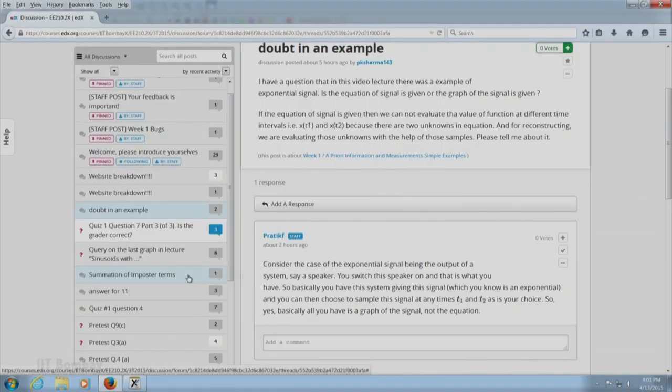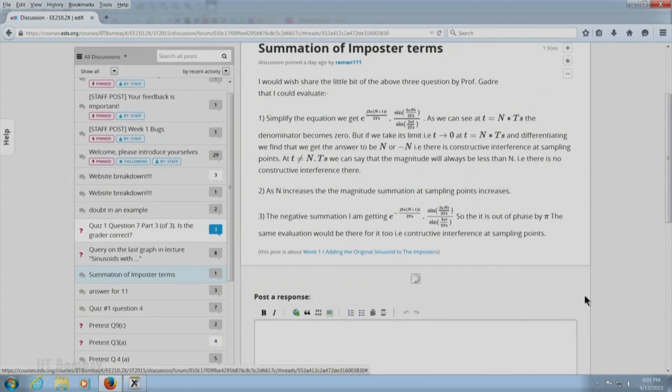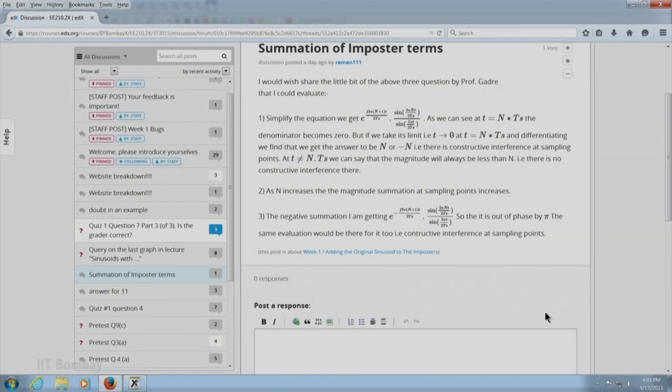Now, I also see, to my very pleasant surprise, that Raman111 has posed a very important solution to the question that I have given. In the first week, I talked about adding the original sinusoid to the imposters, and I believe Raman is going in the right direction. Raman, what you should try to do now is to take this further. The reasoning is correct; you must take it further, and try and add more and more terms and see how the summation comes out at a finely chosen grid.